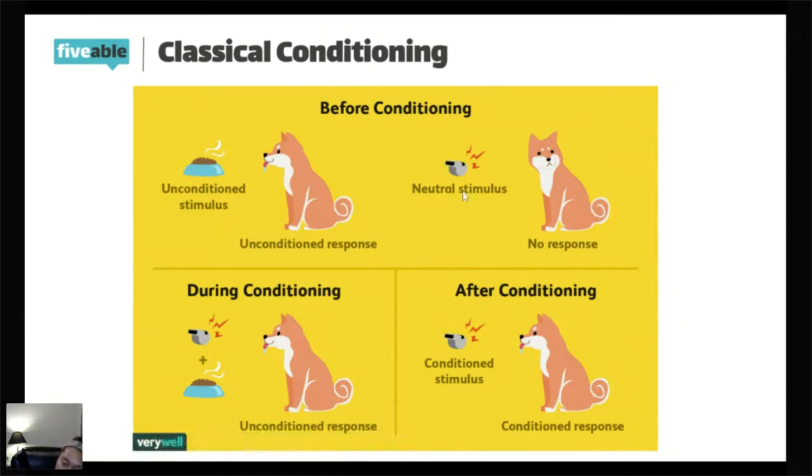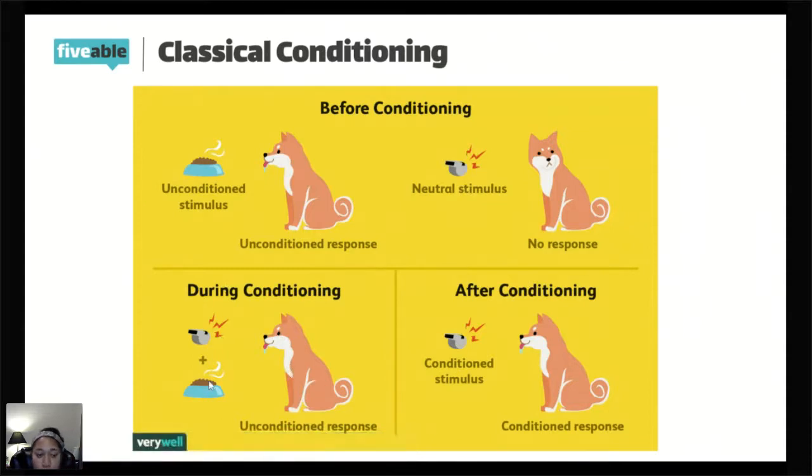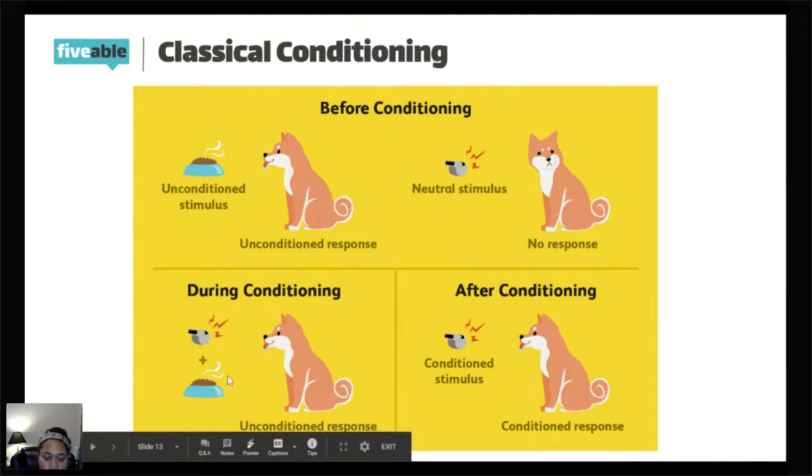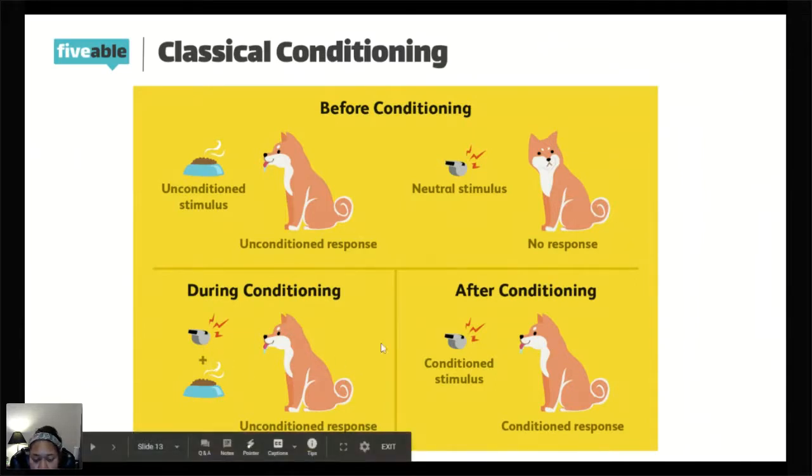So the dog hears the whistle and is confused, but during conditioning, a whistle is blown, and every time the whistle is blown, there is food. So then the dog salivates. So then after conditioning, because the whistle and the food were associated, just the whistle, the neutral stimulus, actually becomes a conditioned stimulus. So then the dog will salivate just by hearing the sound of the whistle.